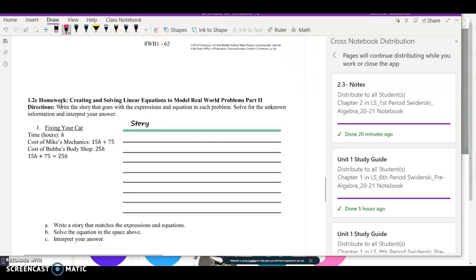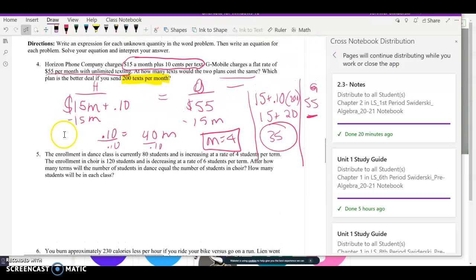So let's try number 5. The enrollment in a dance class is currently 80 students and it's increasing at a rate of 4 students per term. The choir is currently at 120 students, but that's decreasing at 6 students per term. After how many terms will the number of students in dance equal the number of students in choir? So I want you to try this one.